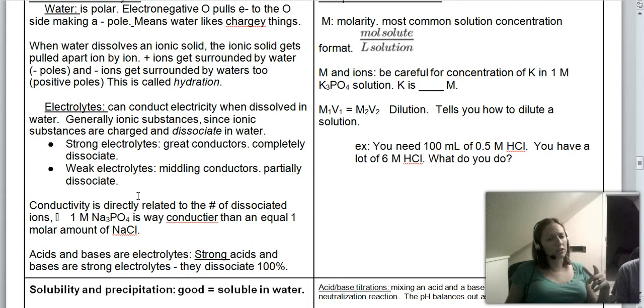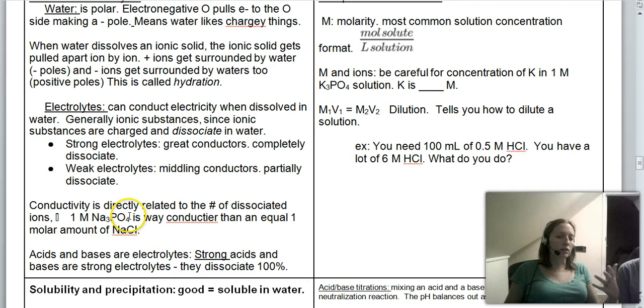You can measure the conductivity, and it's directly related to the number of dissociated ions. We learned about this when we were doing colligative properties, like freezing point depression and boiling point elevation. This was the i, which is how many ions you get out of each formula unit. So for sodium phosphate, Na3PO4, you've got 3 sodiums and a phosphate, so you've got 4 ions total. Whereas if you had just sodium chloride, you have 1 sodium and 1 chloride, so you've only got 2 ions per formula unit.